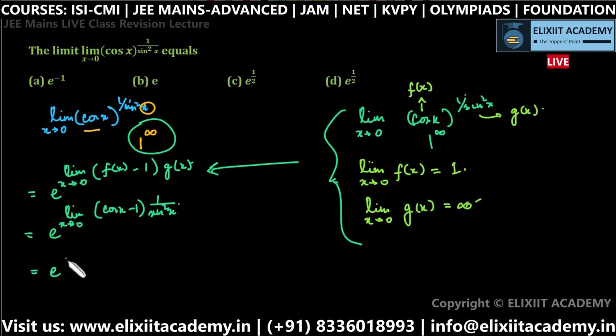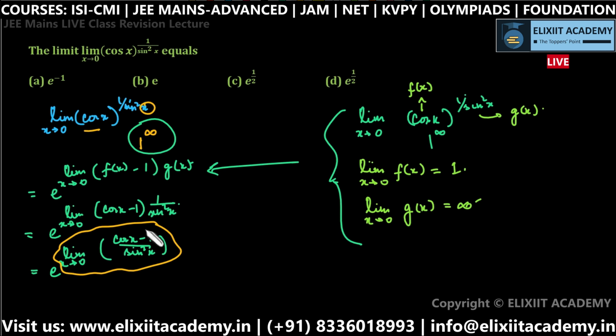So this is e to the power limit x tends to 0 of (cos x minus 1) upon sine square x. And we now simply need to evaluate this limit, which is in the power of e. So how do we solve this limit?